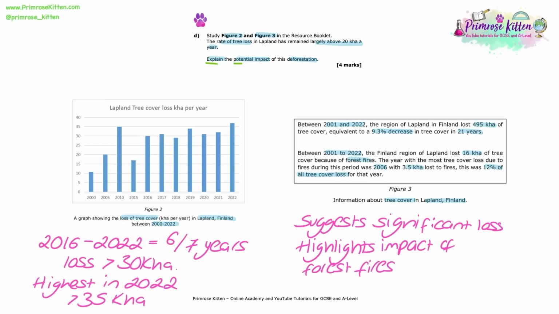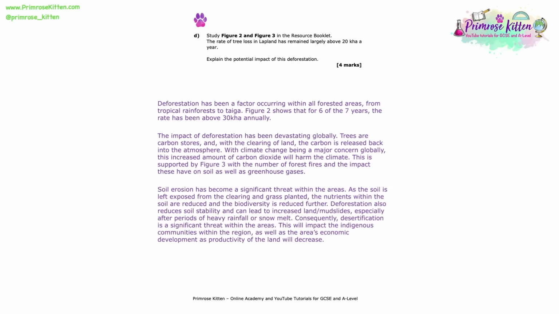Applying the information in Figure 2 and Figure 3 to the question, you should aim to identify at least 2 potential impacts of deforestation and give supporting detail for each. A possible response to this question might read that deforestation has been a factor occurring with all forested areas from tropical rainforest to taiga. Figure 2 shows that for 6 of the 7 years, the rate has been above 30 kilohectares annually. The impact of deforestation has been devastating globally.